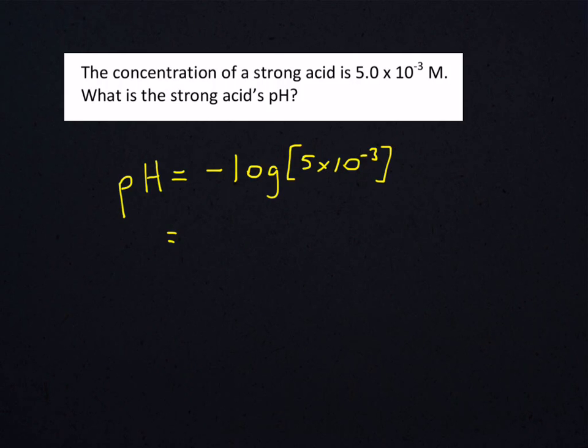And you get what? 2.3. It shouldn't be negative. No, if it's negative, you didn't follow the formula. Remember, it's the negative log of the hydronium concentration. What's the answer, gang? 2.3. Yep. Our calculator says it's 2.3 times 10 to the 0. You can write that out and be just as correct if you wanted to. All right, so that's how you do that.